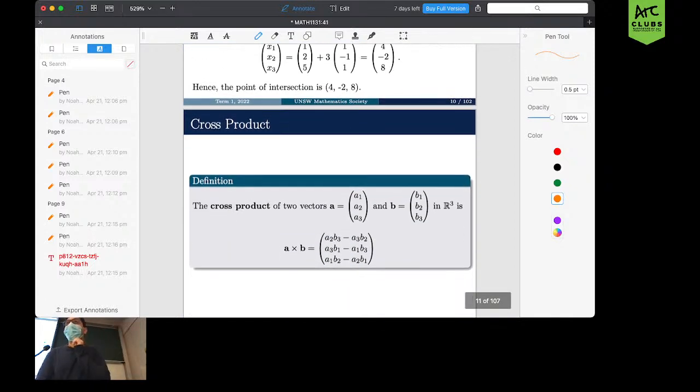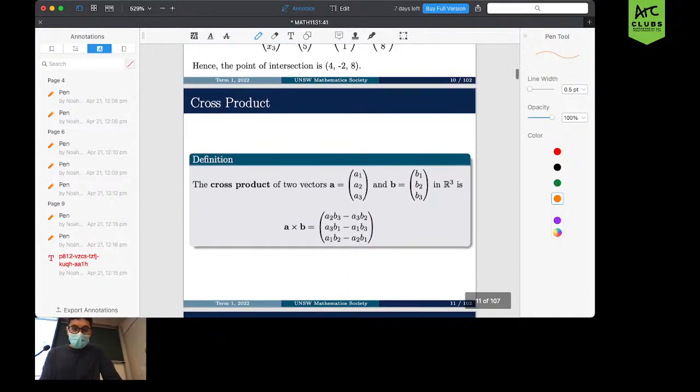So we're going to move on to vector geometry. Our first definition that we'll cover is the cross product. The cross product of two vectors, vector A and vector B, in R3 is given by that equation. And it's not something we can prove. It's unfortunately one equation that we'll simply have to memorize. But this equation actually has quite a lot of significance.